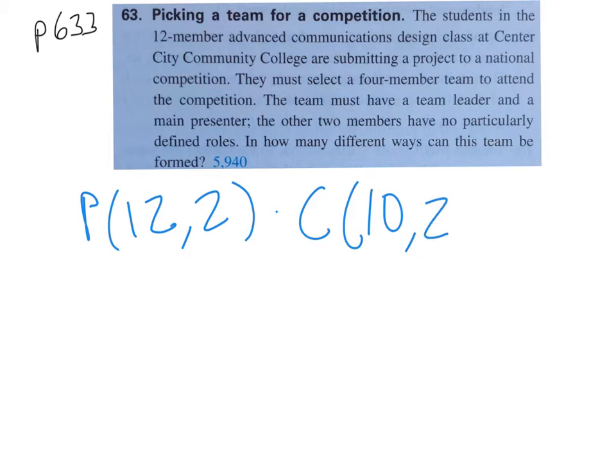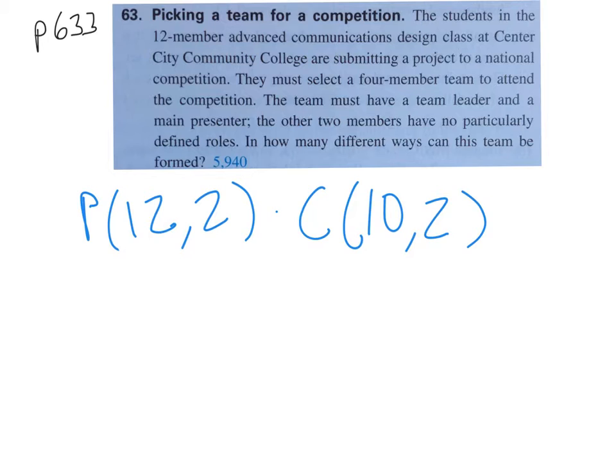And we're filling 2 slots, the remaining 2 team members, and they don't have defined roles, which is why they're combinations. Right, so the first part is a permutation, because the order matters for our team leader and main presenter. We have all 12 to pick from, and we're picking 2 for that team leader and main presenter. Now, we've already picked 2, so we have 10 left to choose from.